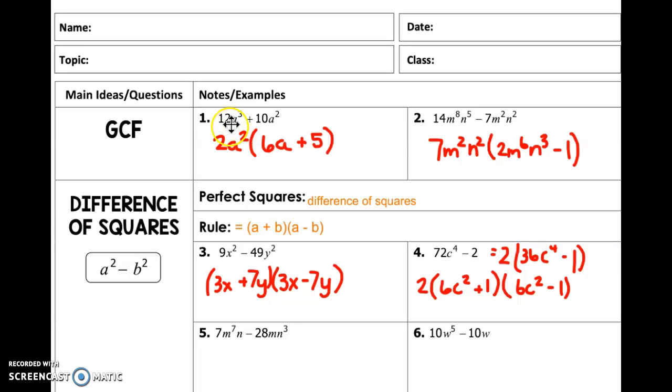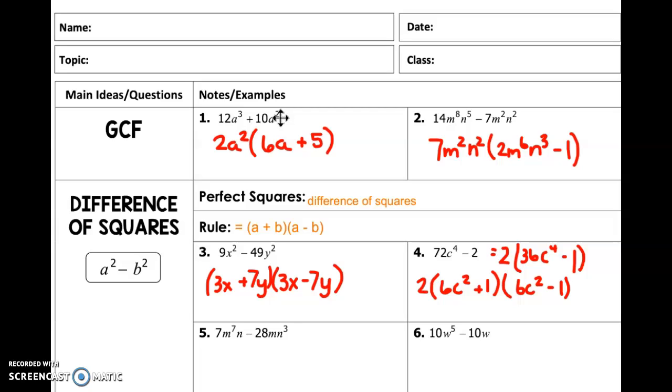Then we think, what is 12a cubed divided by 2a squared? That's 6a. What's 10a squared divided by 2a squared? That's 5. So those are our factors. Because if we expand, distribute through, we should get back to the same thing. And that's a way you can always check yourself, making sure when you multiply that you get back to the same starting expression.